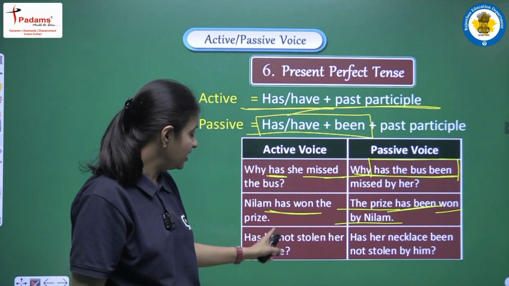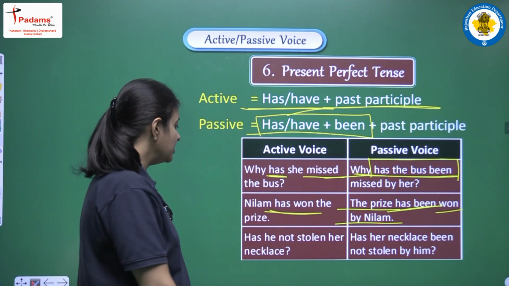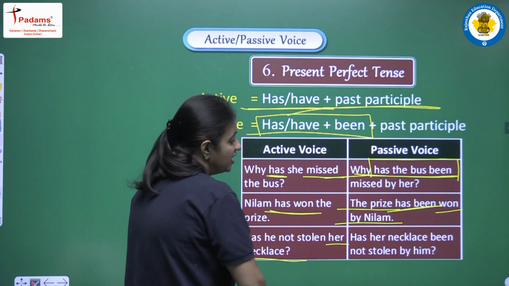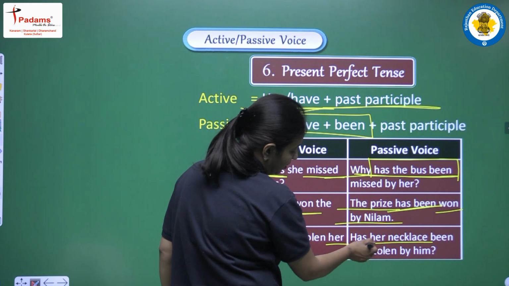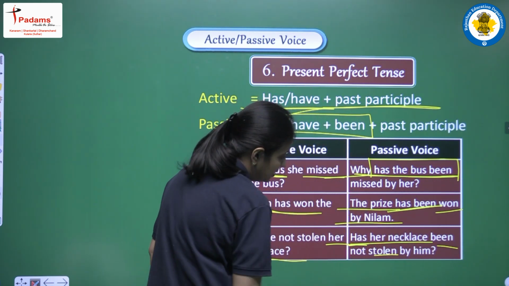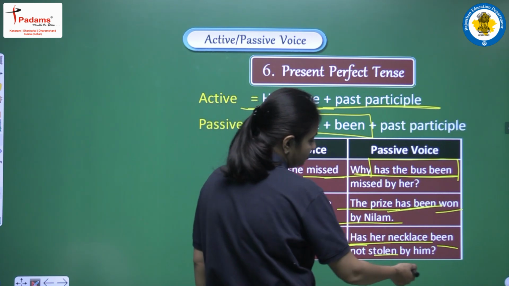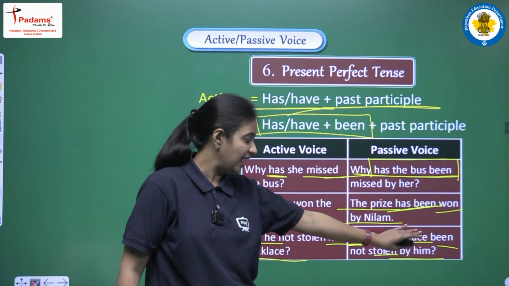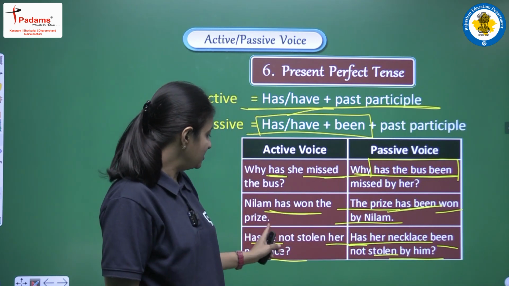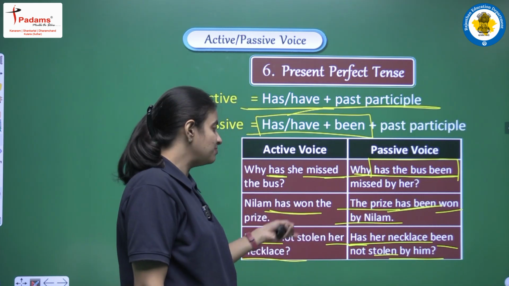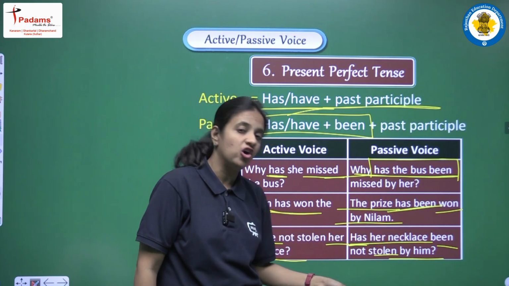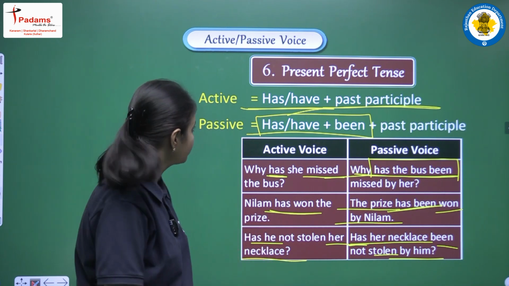Next is, has he not stolen her necklace? So interrogative sentence again. Our object is her necklace. What will be our helping verb for her necklace? Has, and we have to add been. Third form will be stolen, and he, which is the subject, will be there at the end of the sentence as by him. So the sentence is, has he not stolen her necklace? Passive voice will be, has her necklace not been stolen by him?